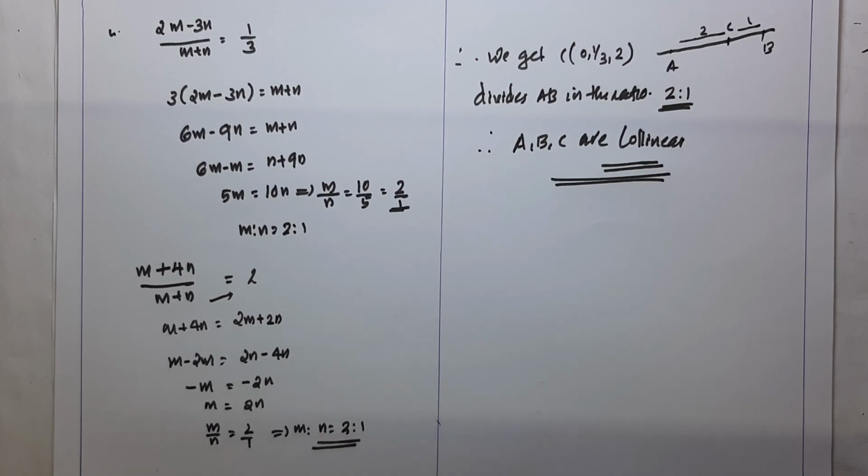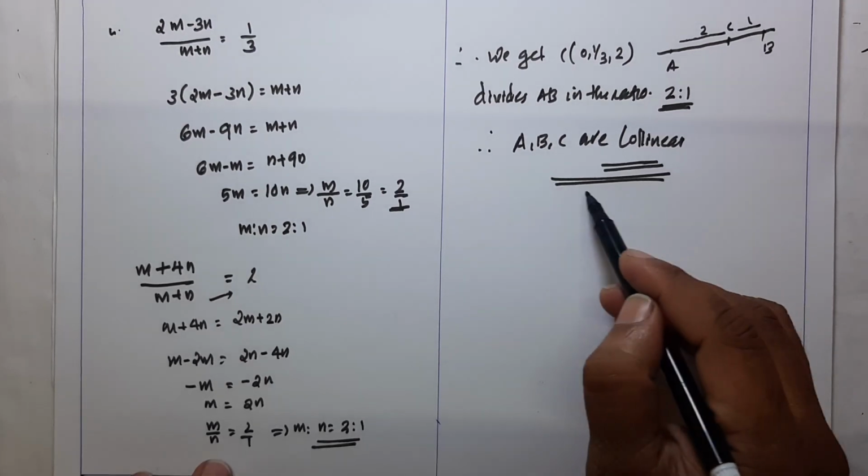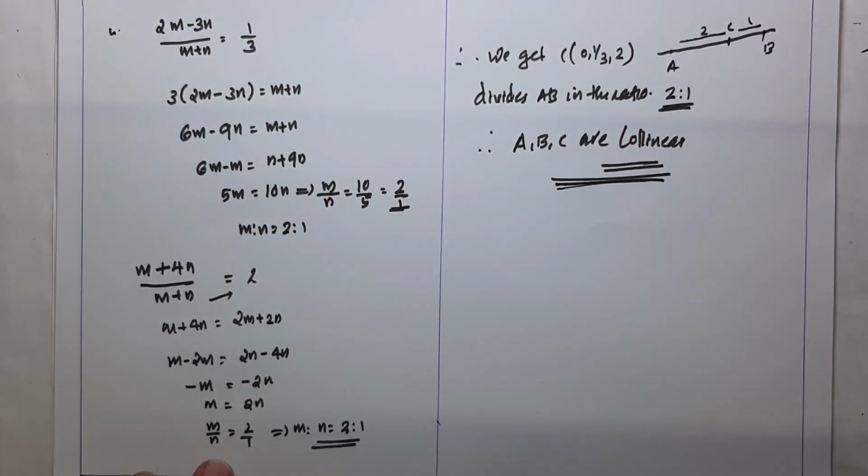That means C lies between AB, and therefore clearly we get these 3 points lie in the same line. That means A, B, C are collinear. This is a second method for proving the collinearity of 3 points. Actually in this chapter, in the last video, we discussed how to prove collinearity using the distance formula. Okay, this is the second method, that is, using the section formula we have to prove the collinearity of 3 points.